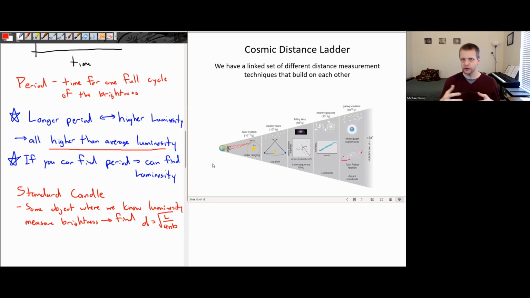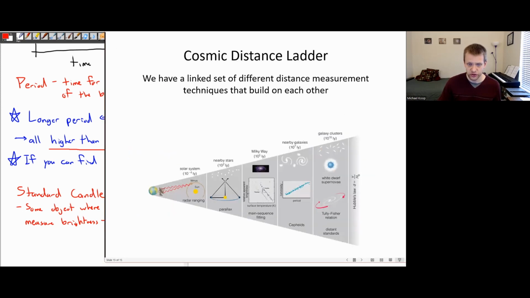This is another link in what we call the cosmic distance ladder. Let me zoom in on this a little bit more so we can do some compare and contrast between these methods. Basically, how we measure cosmic distances, we have this sequential set of measurement methods that are able to measure distances to greater and greater distances.